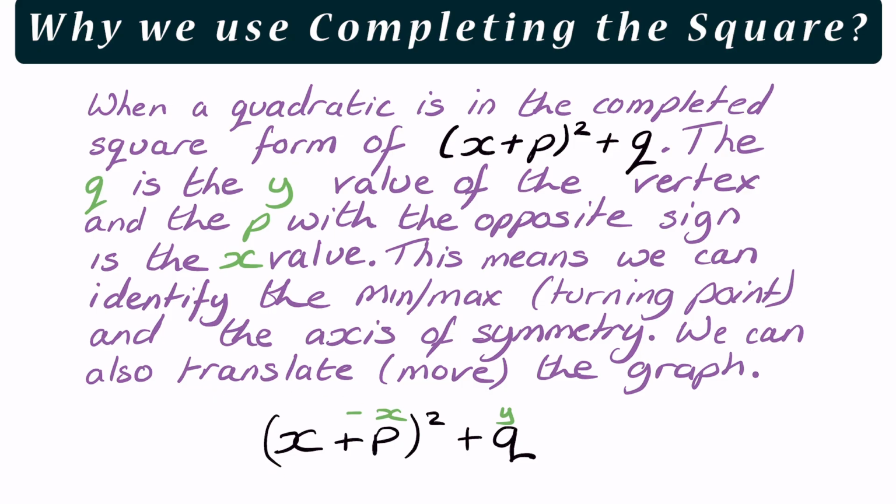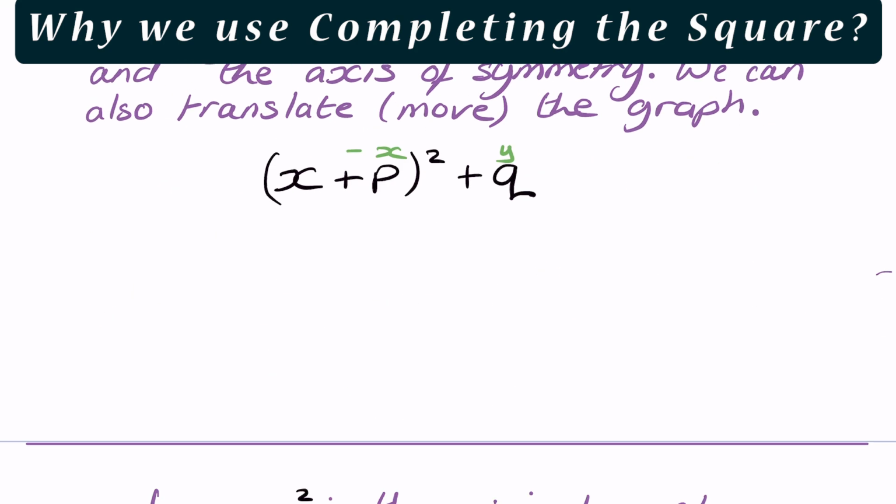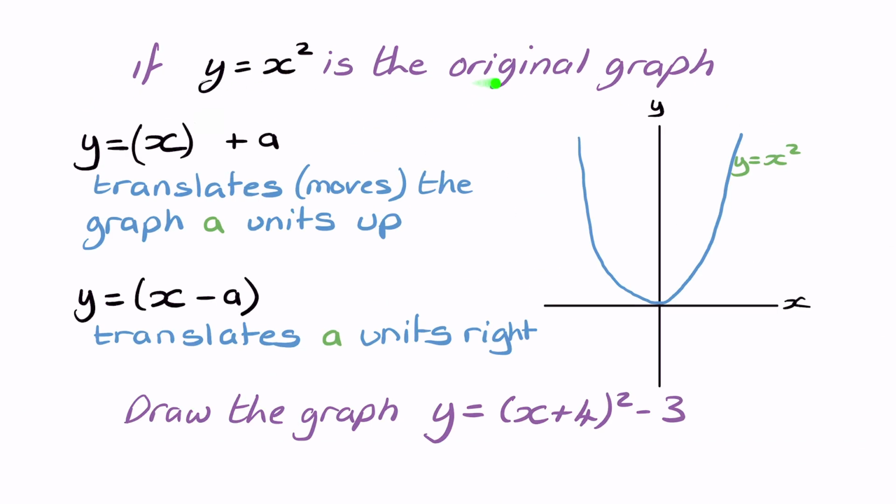So here's the completed square form. This number here would be your y value, and this number with the opposite sign is your x value. Let's look how that works on a graph. If y equals x squared is the original graph, and that's this graph here, so that will have a turning point of 0, 0. Then if we add a outside of our bracket, this will translate the graph a units up. So if a is positive, then that's going to move it up. If a is negative, it's going to move it down. So that will move it in the y-axis.